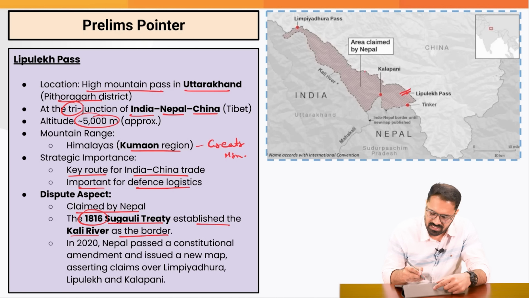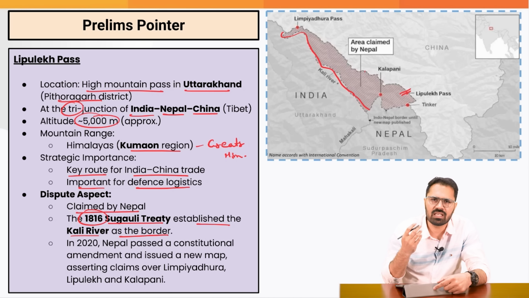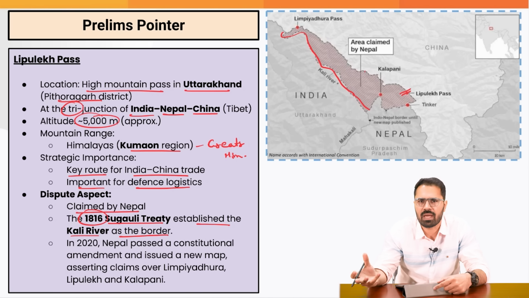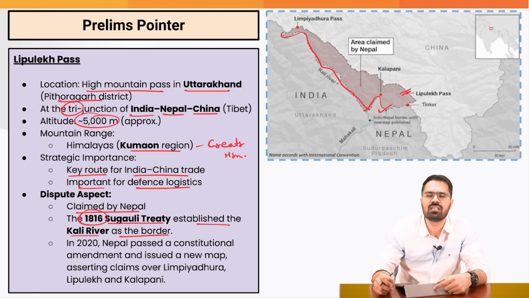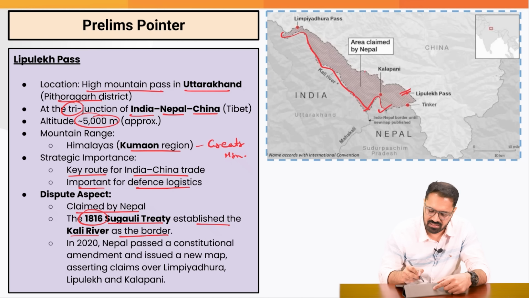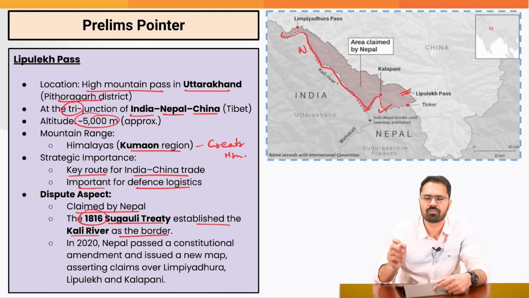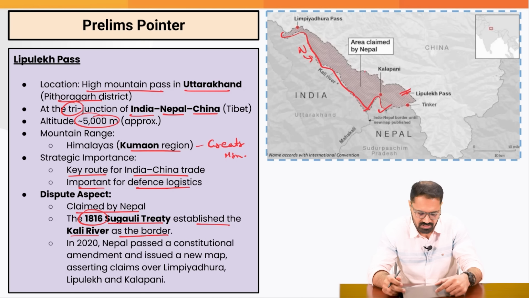Now in the initial days, they said that this is the Kali River. So this is the border. But in some of the later maps in the 20th century, they said that this is another stream which is coming from here. This is the Kali River. Now India considers this stream as the Kali River and this is the territory. So this comes within India. And Nepal considers this stream as the territory. So this area goes to Nepal. Clear? So this is the dispute.